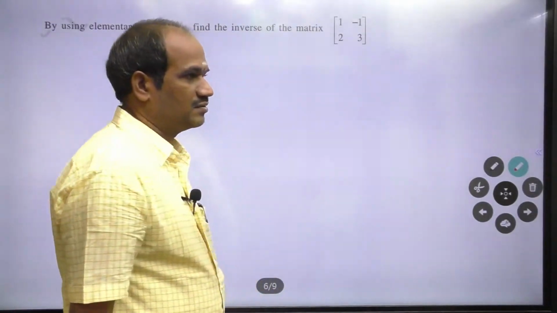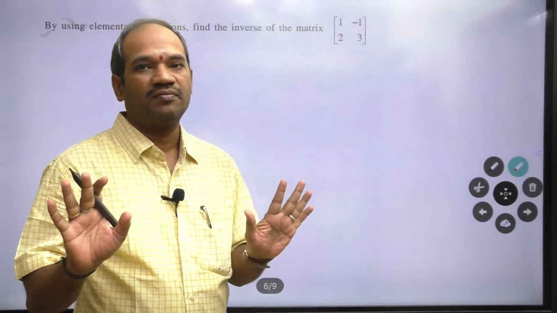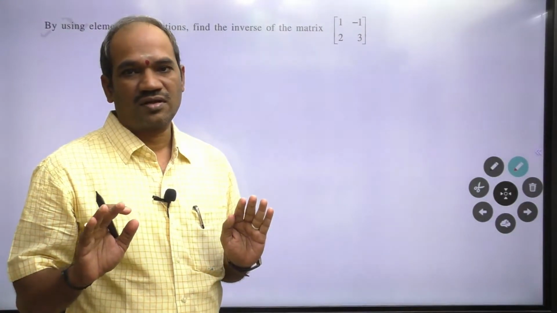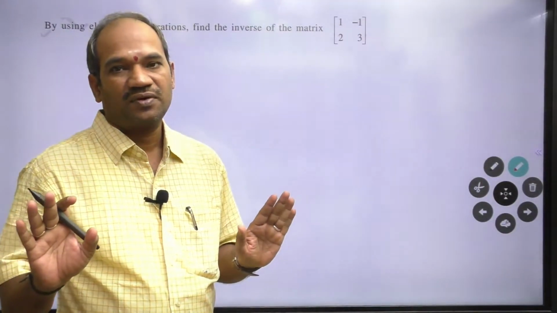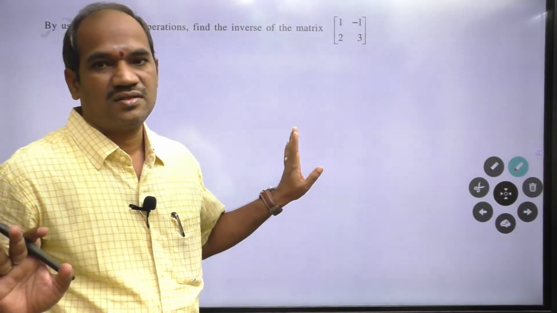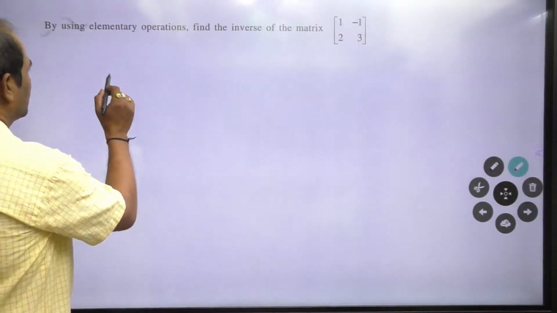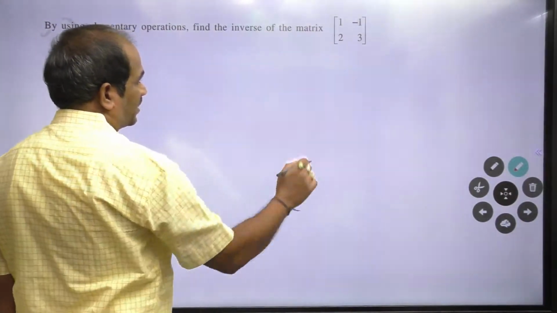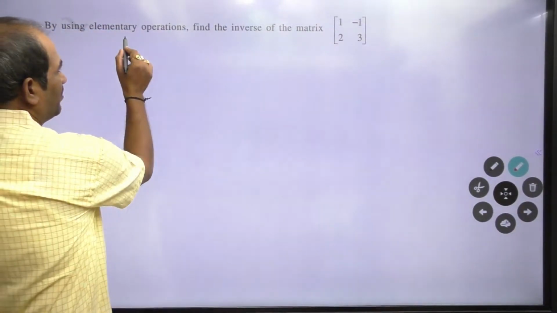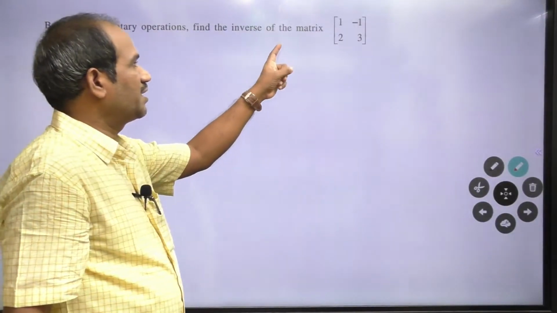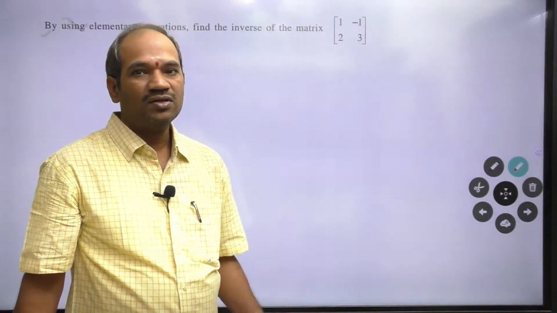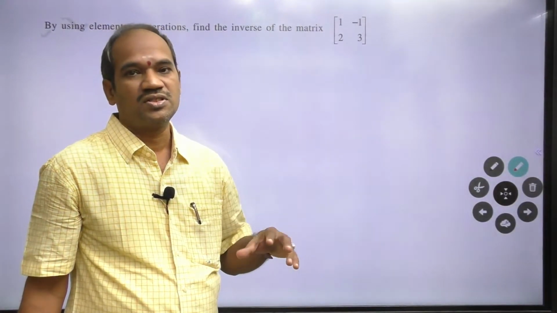All problems follow the same procedure. First understand the concept, don't just memorize problems. All problems are the same concept. First problem, listen. By using elementary operations, find the inverse of the matrix. Row operations or column operations, your choice.